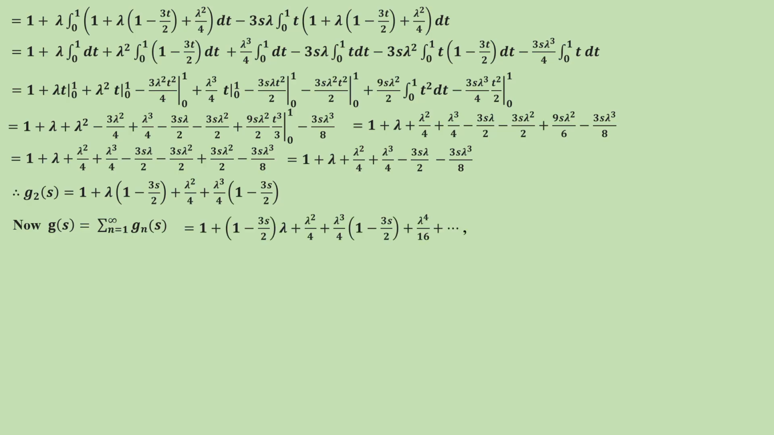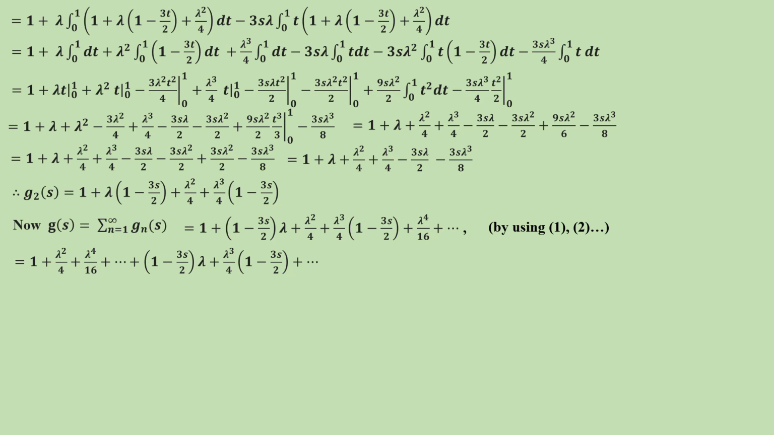Right? So substituting the values, 1 plus (1 − 3s/2) λ, because we know g0, g1, g2, plus λ²/4 plus λ³/4 (1 − 3s/2) plus λ⁴/16 plus etc. Right? So that is equal to 1 plus λ²/4 multiplying with that, right? Plus we are grouping the 1 plus λ²/4 terms individually in the above.